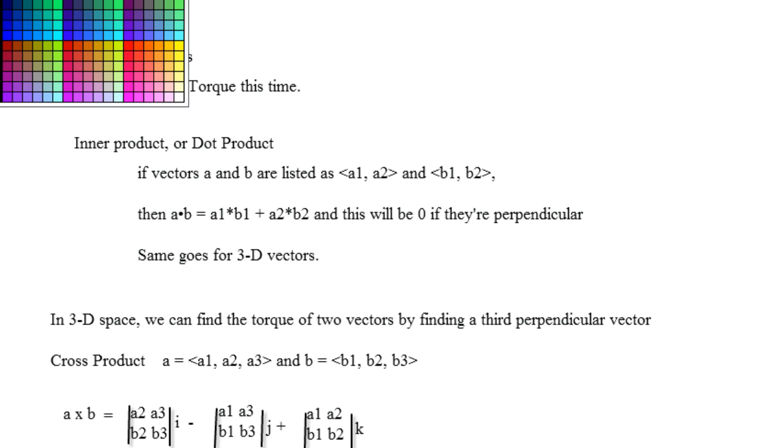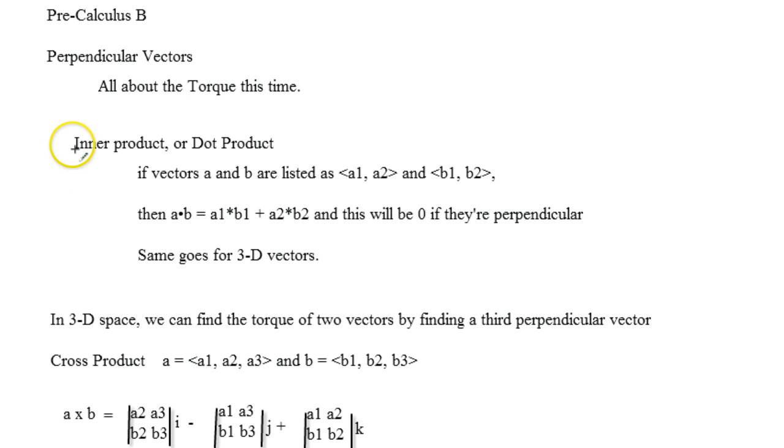Let's pick a nice color. Let's go red. The inner product, or dot product, will tell you if two vectors are perpendicular or not, and this works for both three-dimensional and two-dimensional. If vectors A and B are listed as A1, A2 and B1, B2, then A dot B. You can find the symbol using the alt code for the multiplication sign.